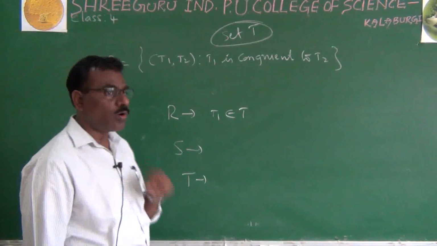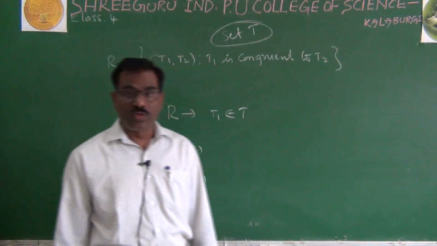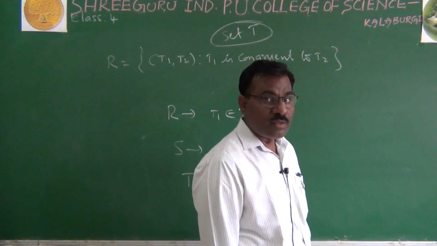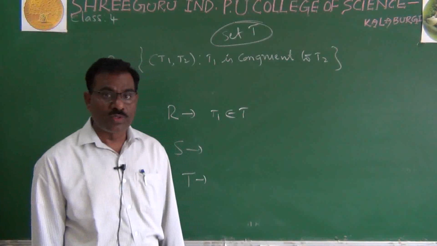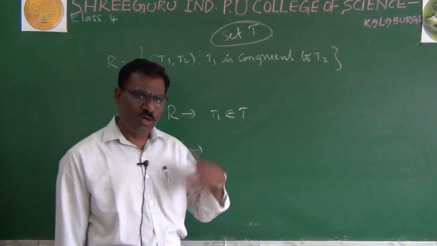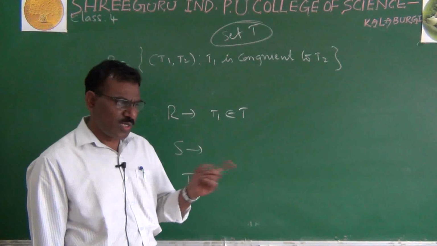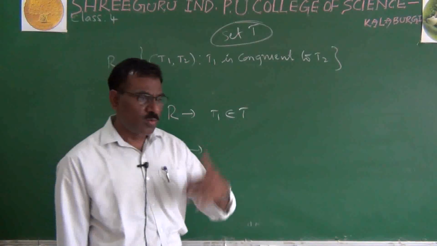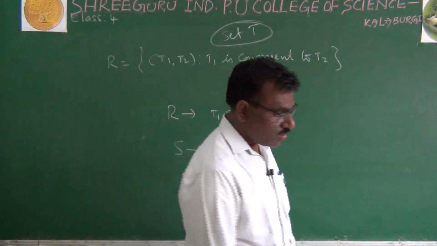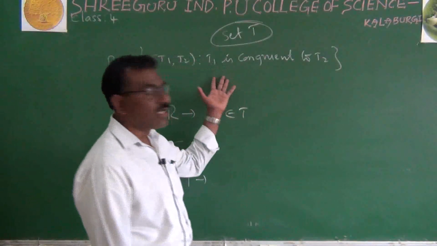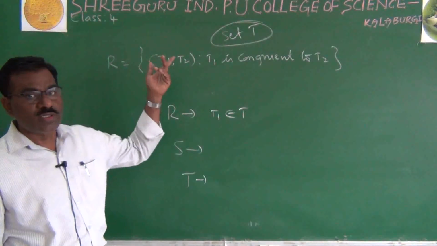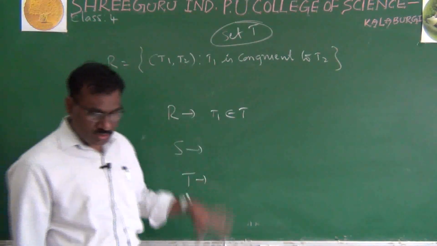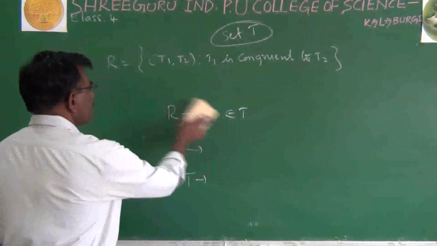Then what is the transitive? We have to select two ordered pairs: T1, T2 belongs to R and T2, T3 belongs to R. We have to prove T1 is congruent to T3. Since the first two triangles T1, T2 are congruent and T2, T3 are congruent, automatically T1 is congruent to T3. So this is also an equivalence relation. The previous one was similar, and here congruent. Similar, congruent is always an equivalence relation.